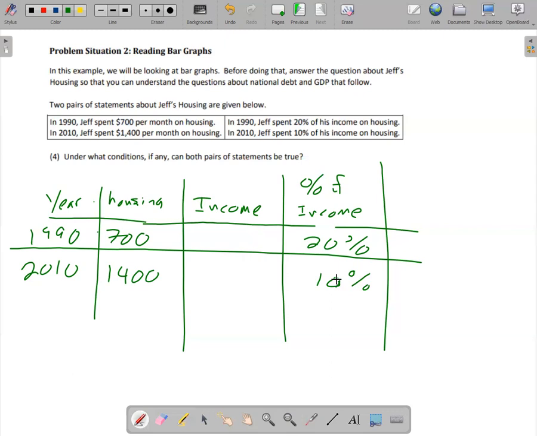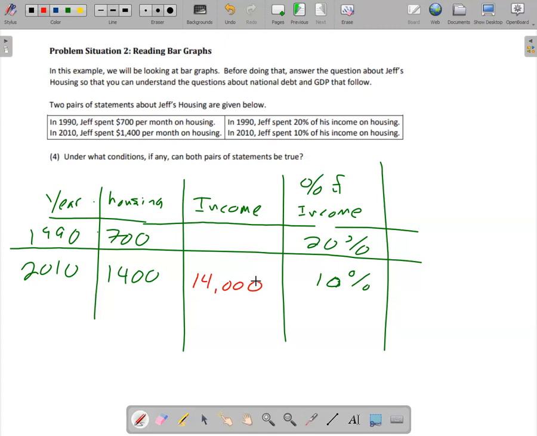And is it possible, under what conditions can both pairs of statements be true? Well, if 10% of his income is $1,400, he must have made quite a bit of money. So 10% of his income is $1,400. So his original income, I'm guessing, was $14,000. Yes, double check that. Because if we take 10% of 14,000, we should get 1,400, right?